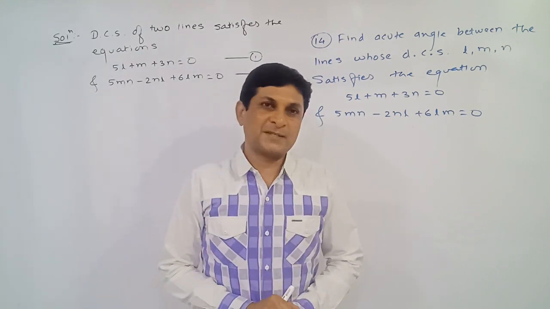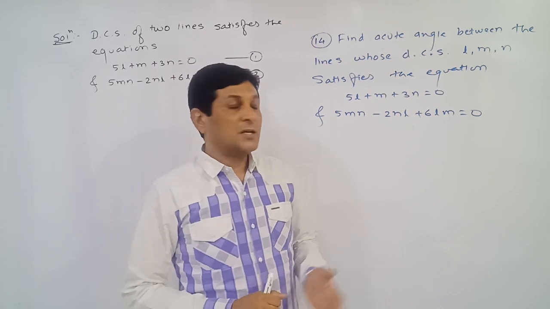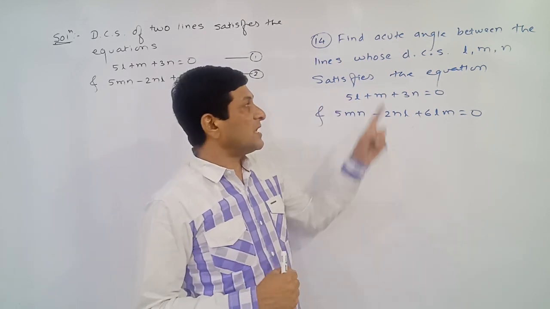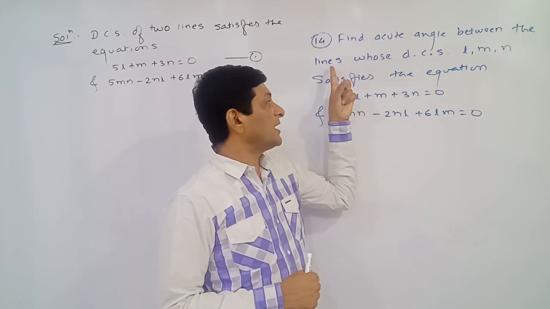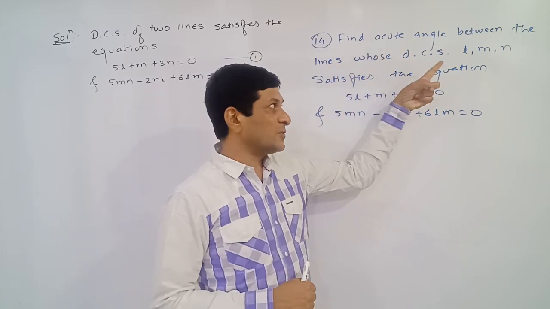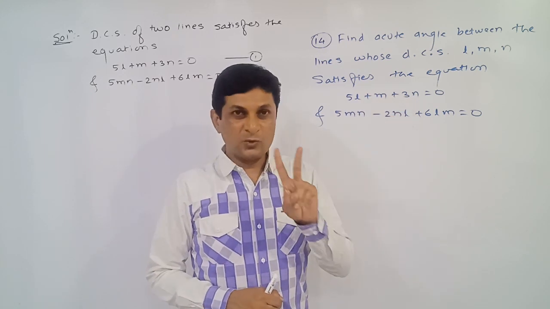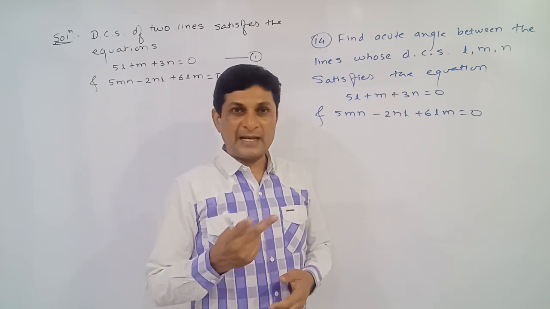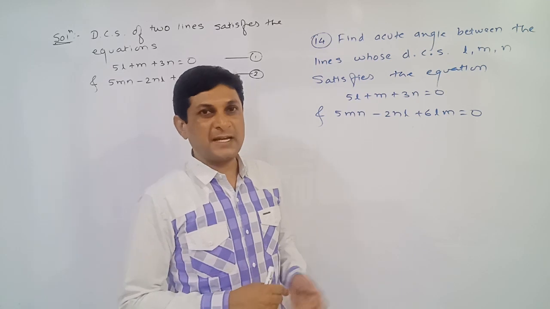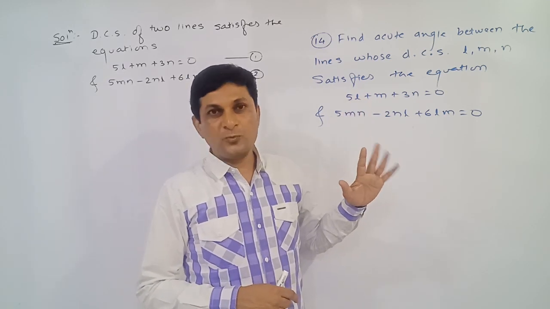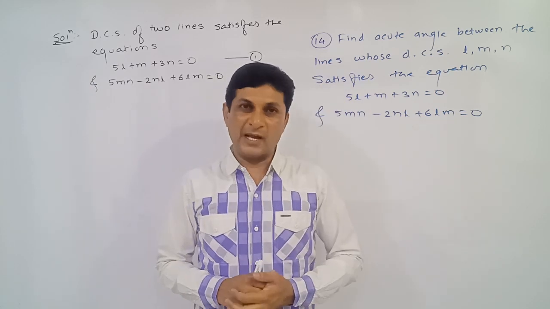Now observe the last example from this exercise, example number 14. If you observe this example, the question is to find out the acute angle between the lines whose direction cosines l, m, n satisfy these two equations. Means here two lines are given to us and the direction cosines of these two lines satisfy these two relations. Using this we have to find out the angle between the two lines.